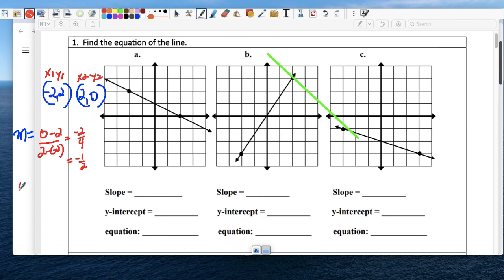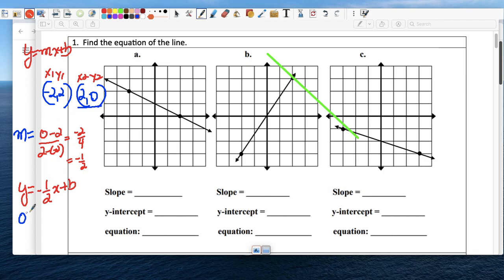I can use my equation, y equals mx plus b, slope-intercept form. So I'm going to write the slope, which is negative half x, and then the b I don't know. Let's pretend I didn't have the graph. So I'm going to pick a point. Either you pick negative 2 and 2, or you pick 2 and 0. I'm just going to pick 2 and 0 because it's the easier one.